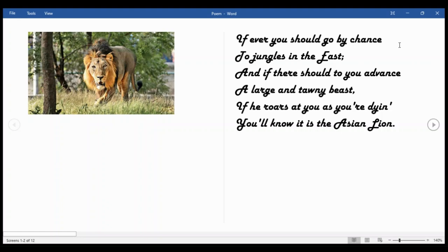The first stanza: if ever should you go by chance to the jungles in the east, and if there should to you advance a large and tawny beast, if he roars at you as you are dying, you will know it is the Asian lion. We have enjambment here. Enjambment is continuation of a sentence to the next line, and it is there in the first, second line, third, fourth line, and the next two lines as well.